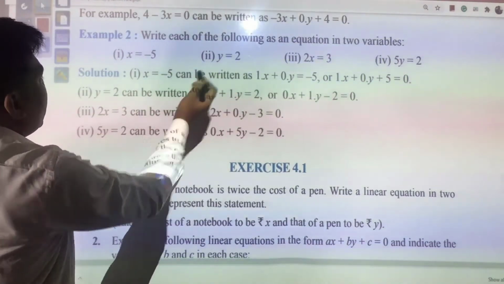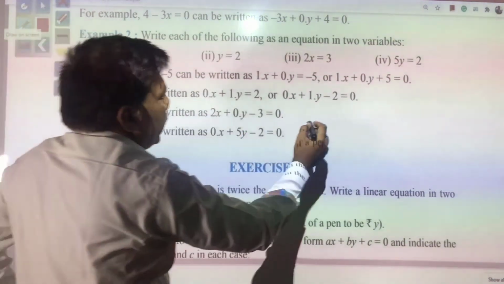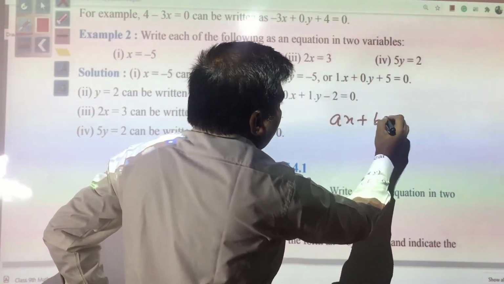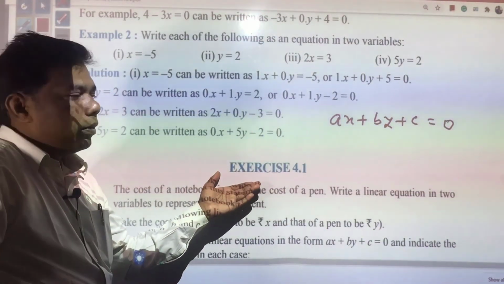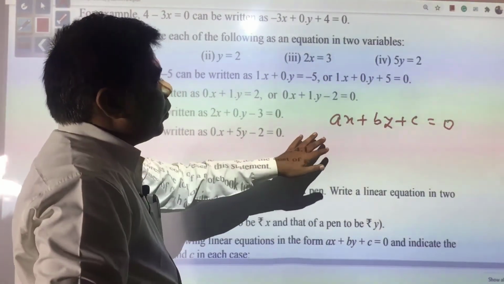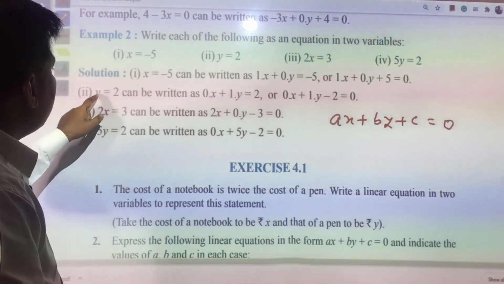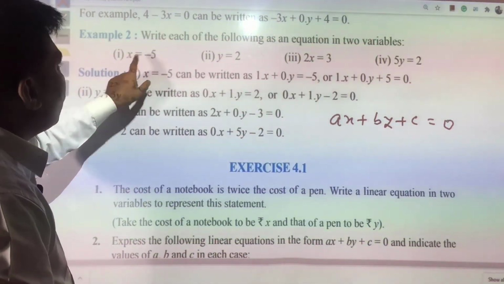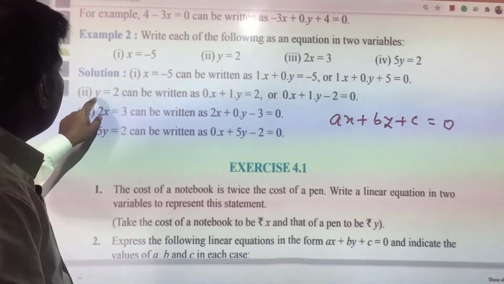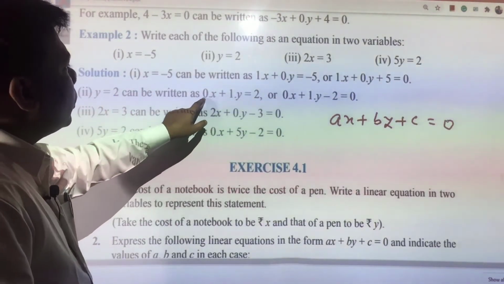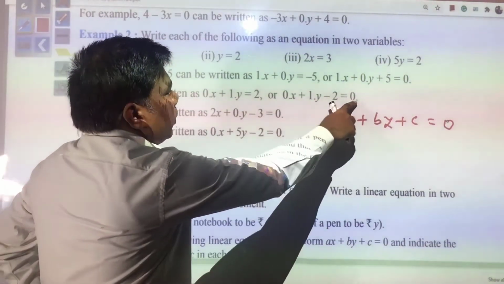Second, you see y is equal to 2 can be written as, here the y term is there, you need to write in this form ax plus by plus c is equal to 0. Whichever term is not there, we need to assume 0 into that variable. Suppose here we had x, y was not there, in place of y we had written 0y. In the same way, here we have y, but x is not there. So, this is required to be written 0x. So, this will be 0x plus 1y minus 2 is equal to 0.